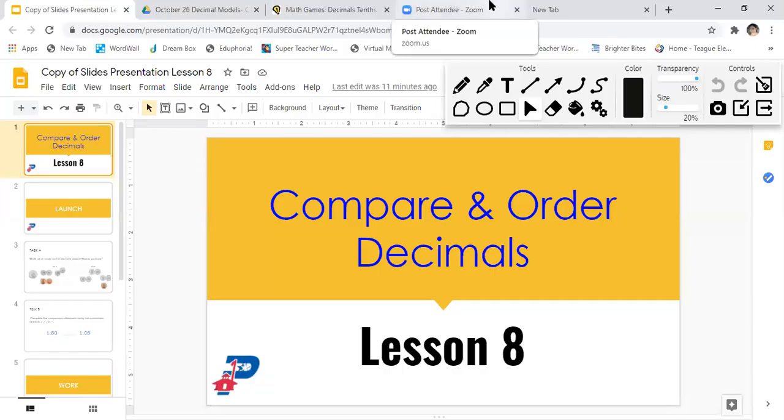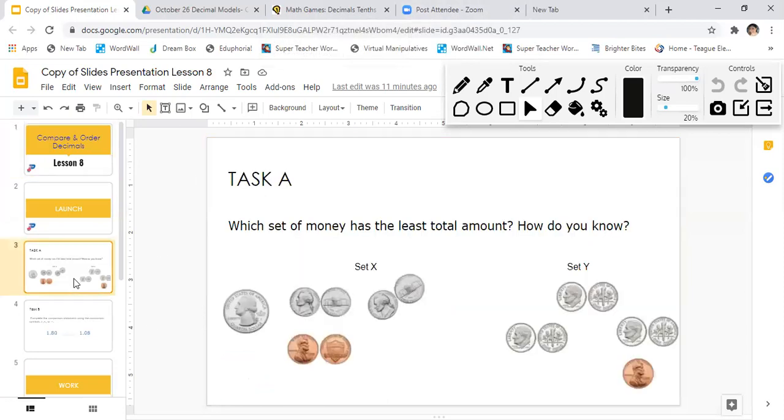Hello friends, today we are going to compare and order decimals. This is our lesson number 8, so we're going to go ahead and get started.